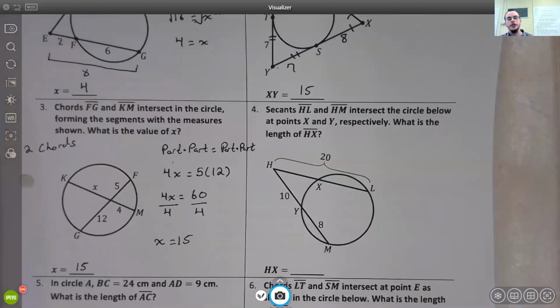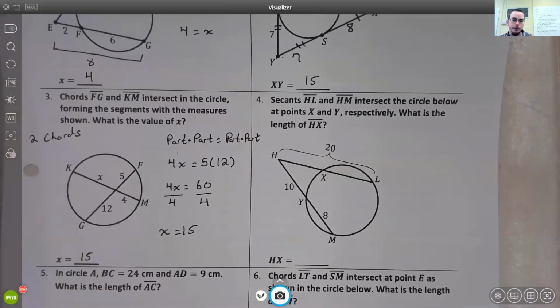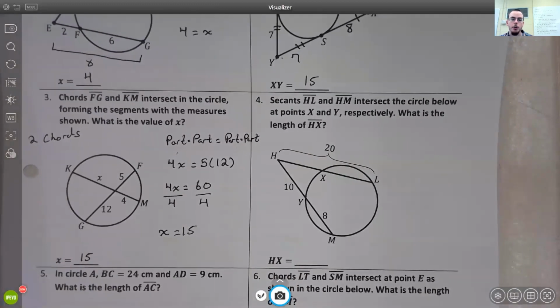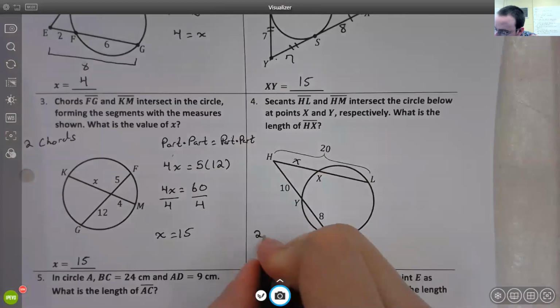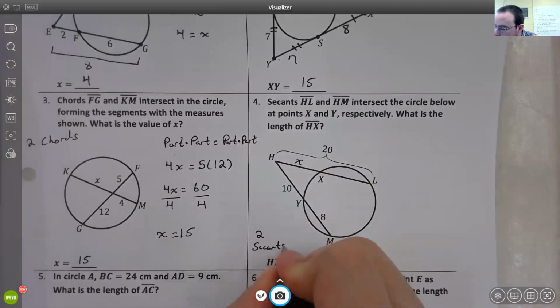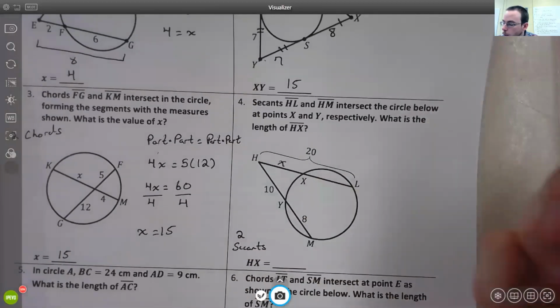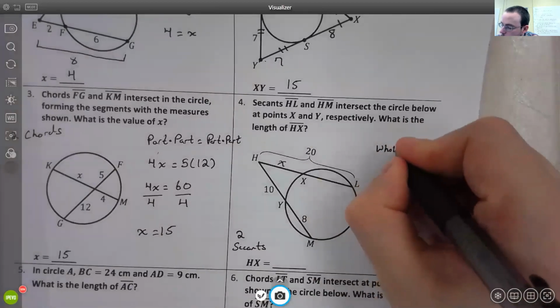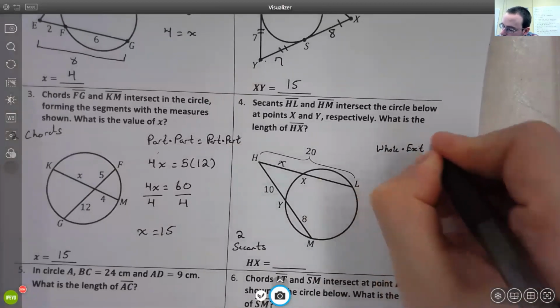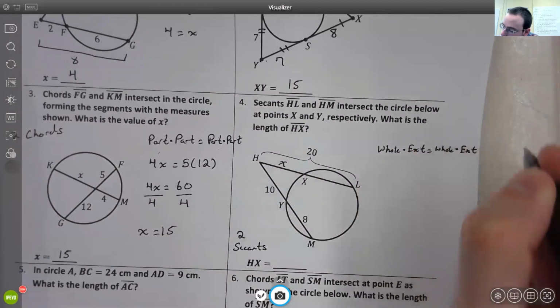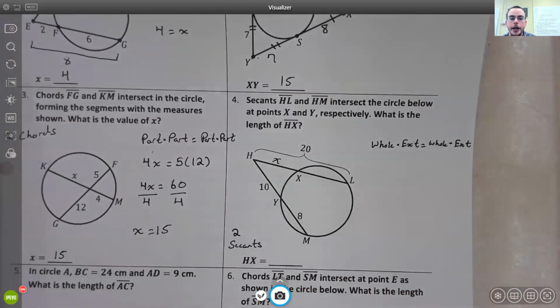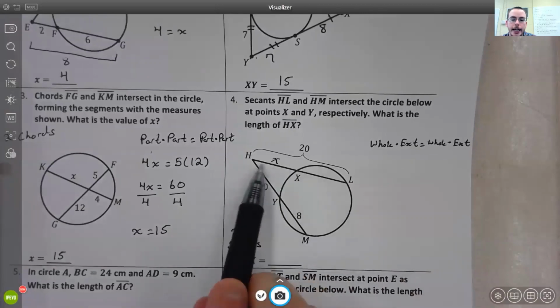Number 4, secants HL and HM intersect the circle below at points X and Y respectively. What is the length of HX? So we have two secants here, which means that we're going to be using the formula whole times external equals whole times external of the other segment. So it doesn't matter which one you pick first. I'm going to start with the one that has X in it.